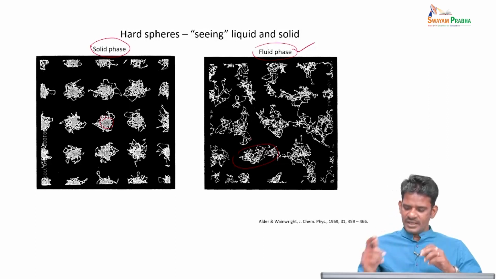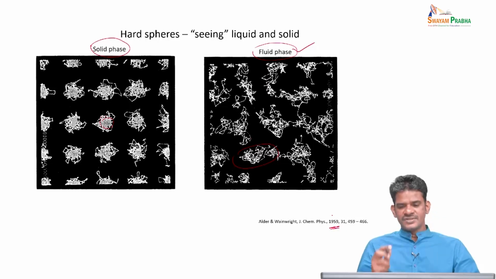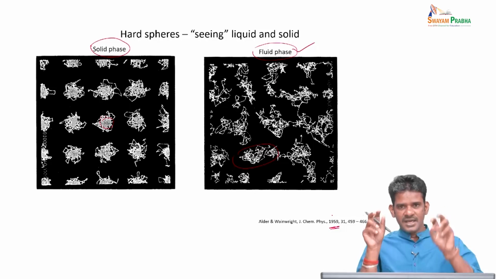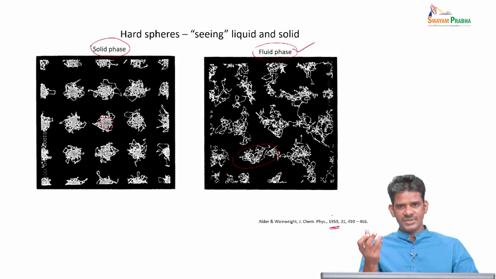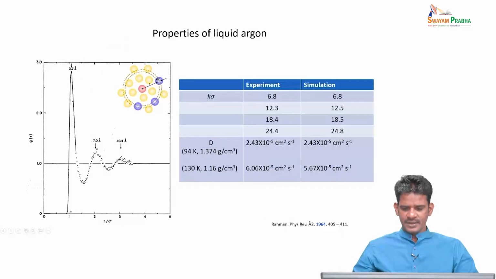So in 1959, this is the first simulation that was done to understand the microscopic details of seeing a liquid and a solid in a computer simulation. So you can see the computer simulation or molecular dynamics simulation in this case has given a clear picture of what is the dynamics of atomic motions in a solid and a fluid phase or a liquid phase. So this has been one of the key MD studies in the beginning that began to benefit a lot of other studies that came up in the later times.